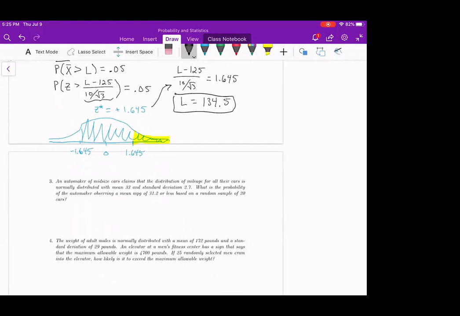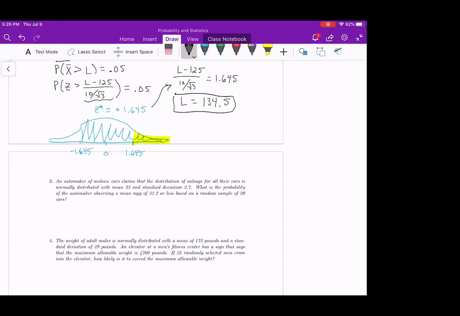Problem 3 says an automaker of mid-sized cars claims that the distribution of mileage for all their cars is normally distributed with mean 33 and standard deviation 2.7. What is the probability of the automaker observing a mean MPG of 31.2 or less based on a random sample of 20 cars?